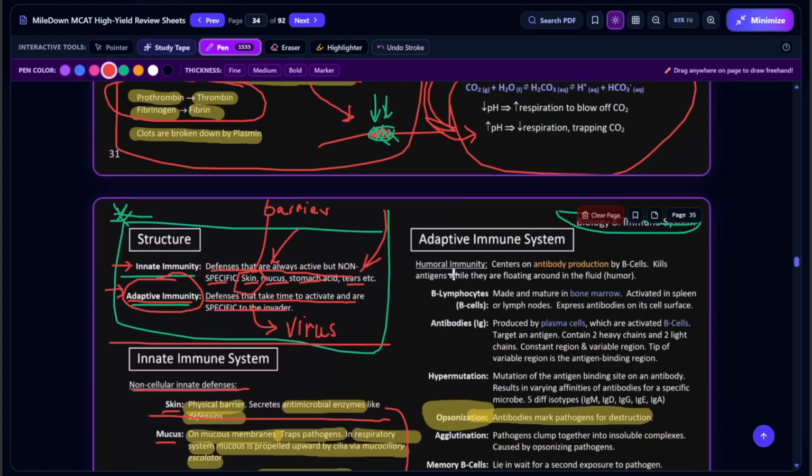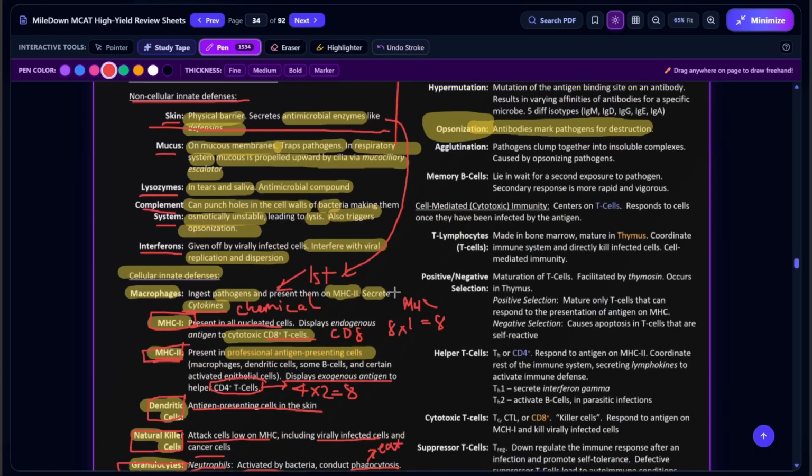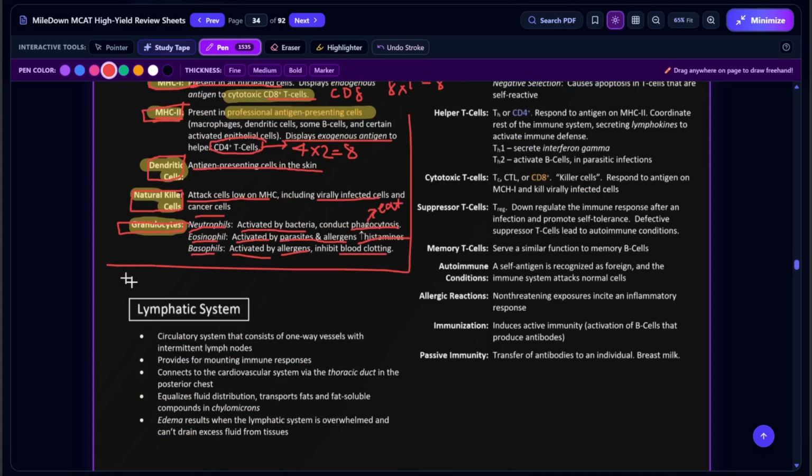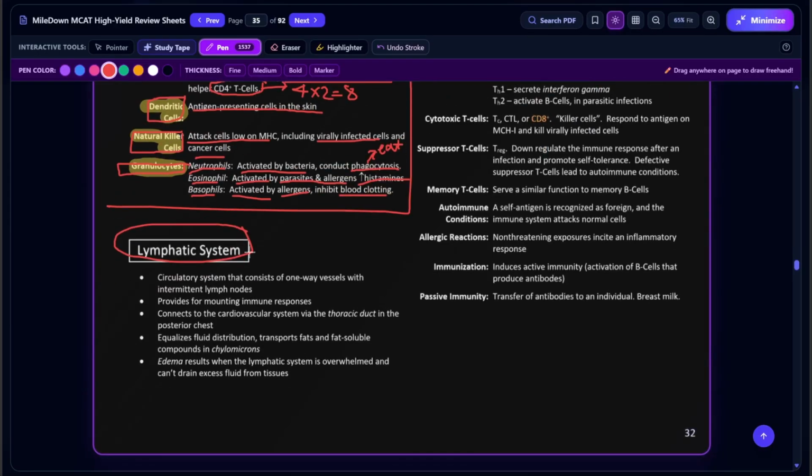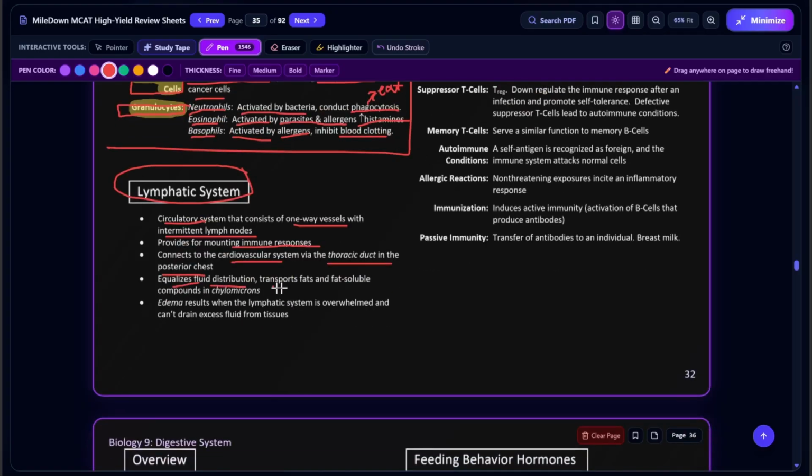Okay, so that is basically all of your innate immune system. I will go over your lymphatic system before going over your adaptive, just because I want to show how it connects. So your lymphatic system is like your circulatory system, but for your immune system, is how I like to think of it. A circulatory system that consists of one-way vessels with intermittent lymph nodes, provides mounting immune responses, connects to the cardiovascular system via the thoracic duct in your chest, equalizes fluid distribution, transfers fats and fat-soluble compounds in chylomicrons. Edema results when the lymphatic system is overwhelmed and can't drain excess fluid from the tissues. So edema is basically swelling, by the way.